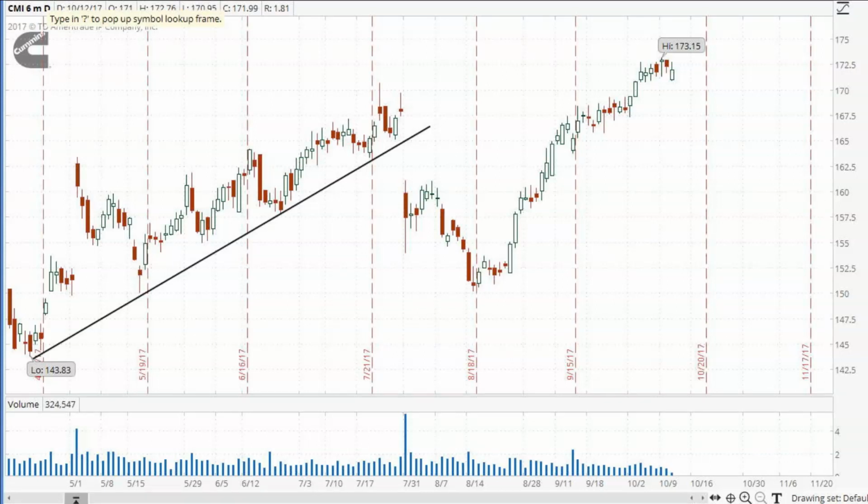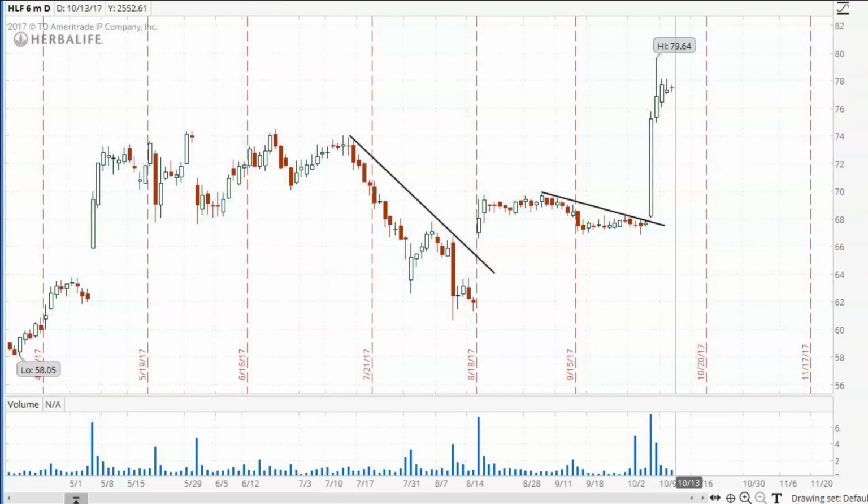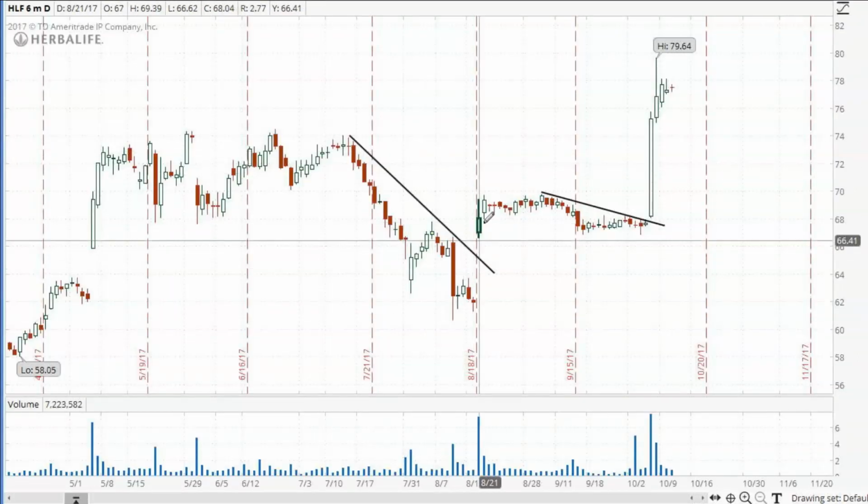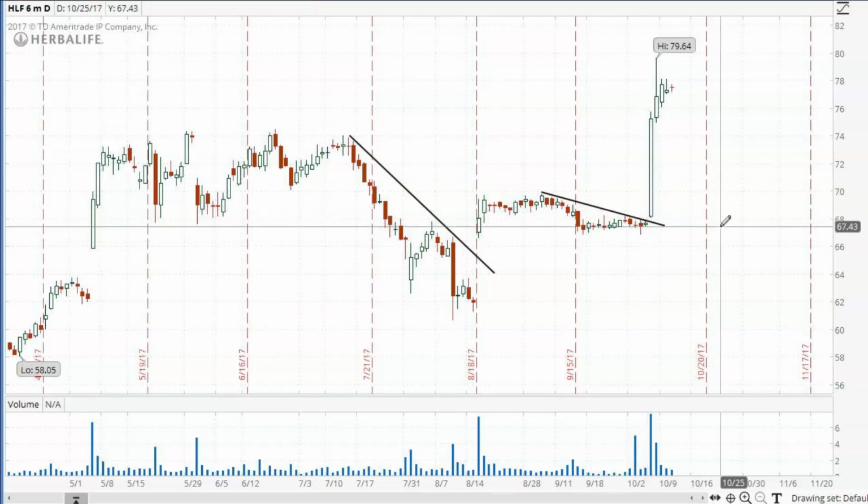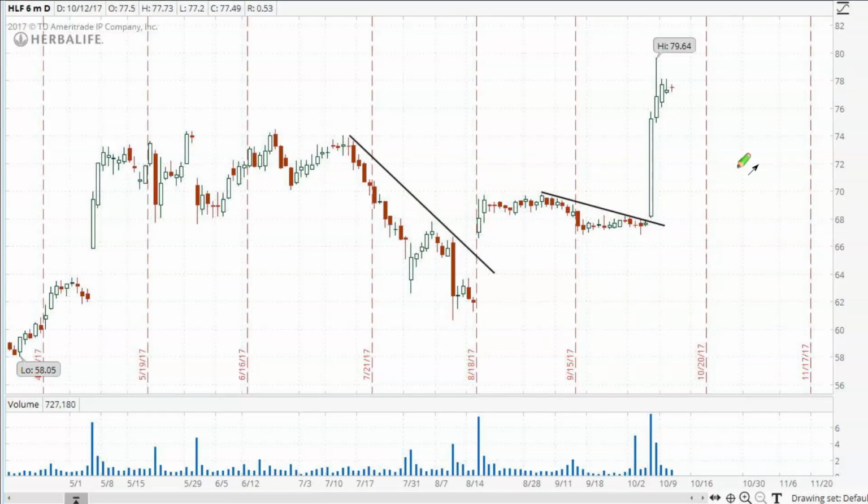Take a look at Herbalife. I mean, this one is just incredible. Downtrend, breakaway gap, consolidation, breakaway gap. If you bought that breakaway gap, you did wonders because look at that right over there. Incredible. It wasn't a big gap. It was a monstrous volume right there. And a good look at how that bullish breakaway gap was successful.